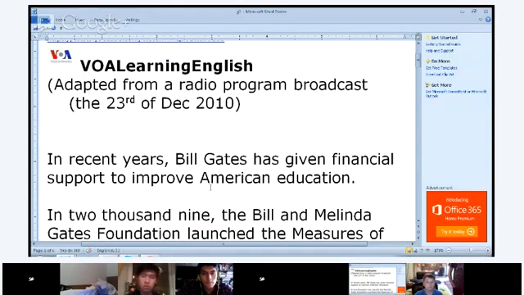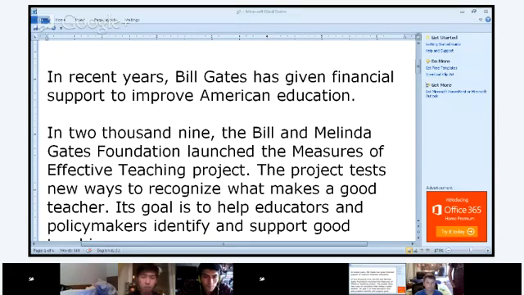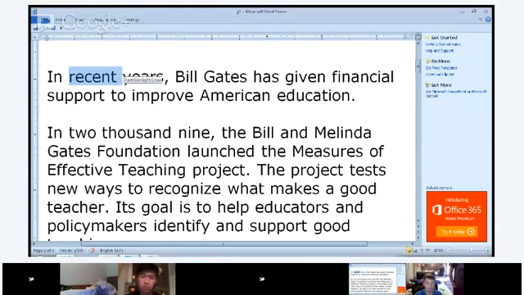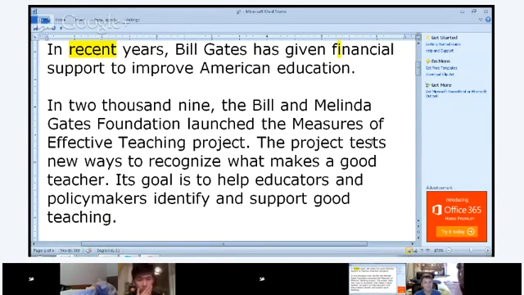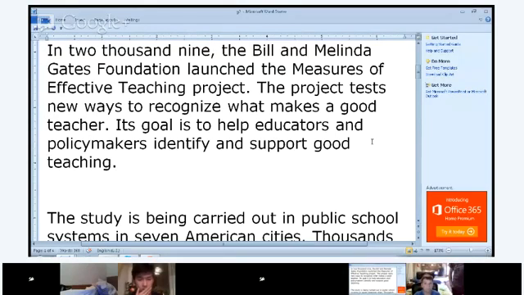And so then, Csaba, could you read this, please? Okay. In recent years, Bill Gates has given financial support to improve American education. In 2009, the Bill and Melinda Gates Foundation launched the Measures of Effective Teaching project. The project tests new ways to recognize what makes a good teacher. Its goal is to help educators and policymakers identify and support good teaching.